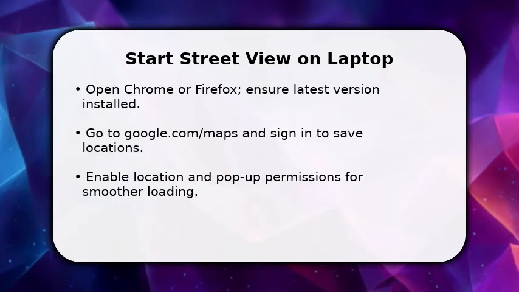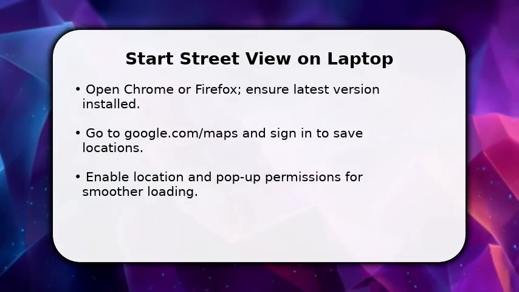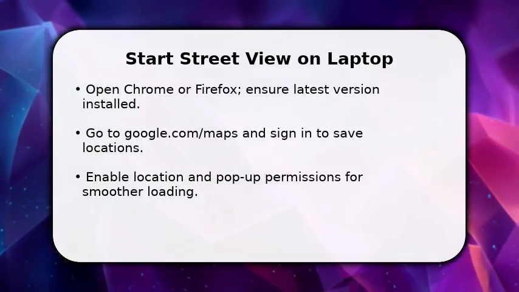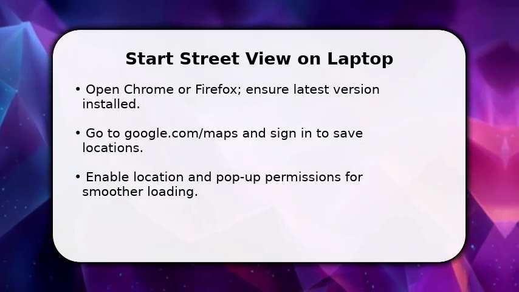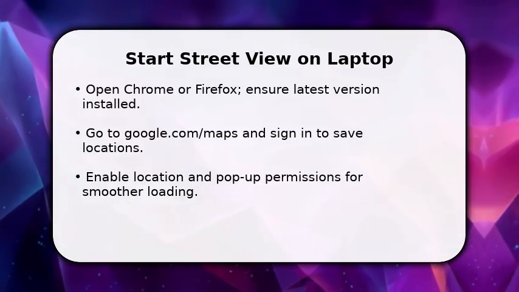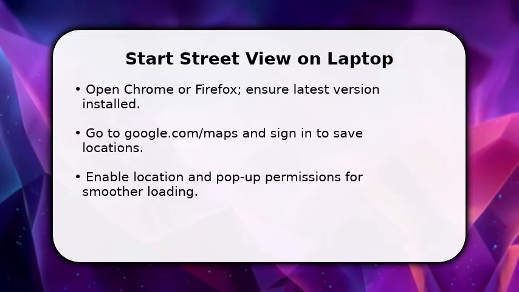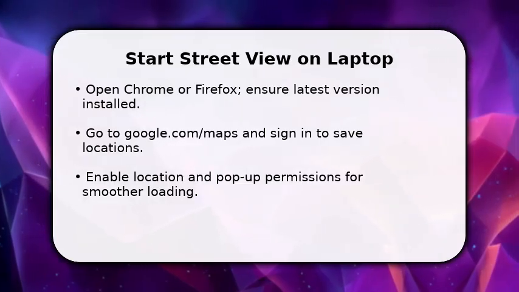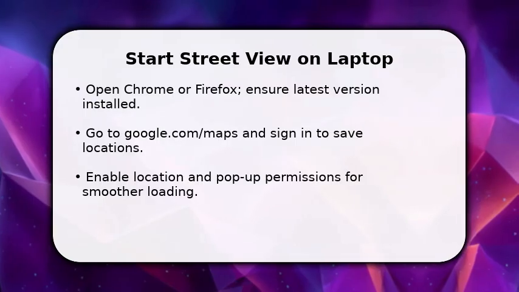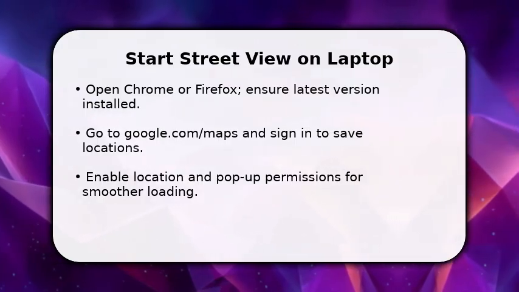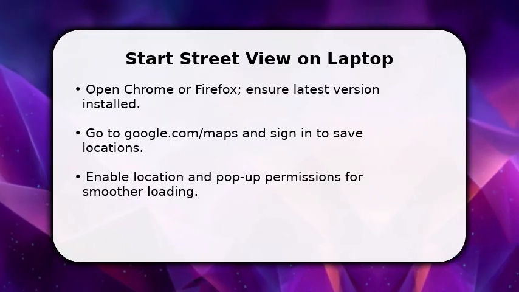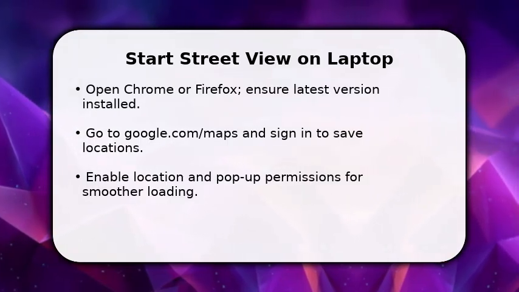You begin by opening your browser and navigating straight to Google Maps. This puts Street View a click away. Once there, sign in so your saved places sync across devices and make sure the browser is updated to avoid plugin issues. Enable location and pop-ups for the site. These let Street View center nearby streets and open panoramas seamlessly.